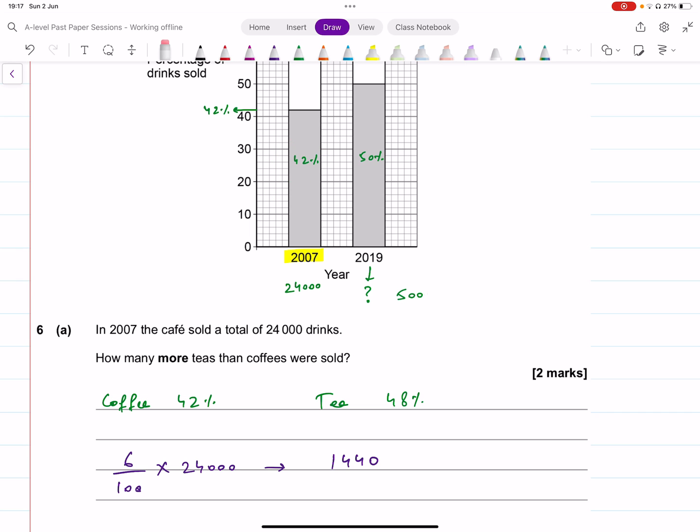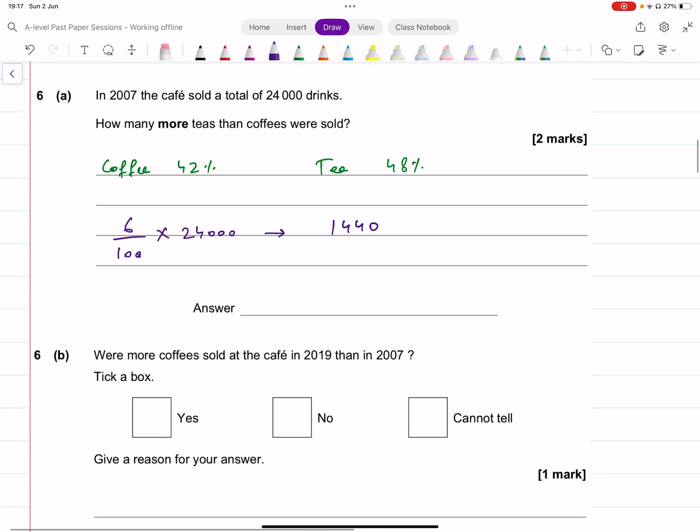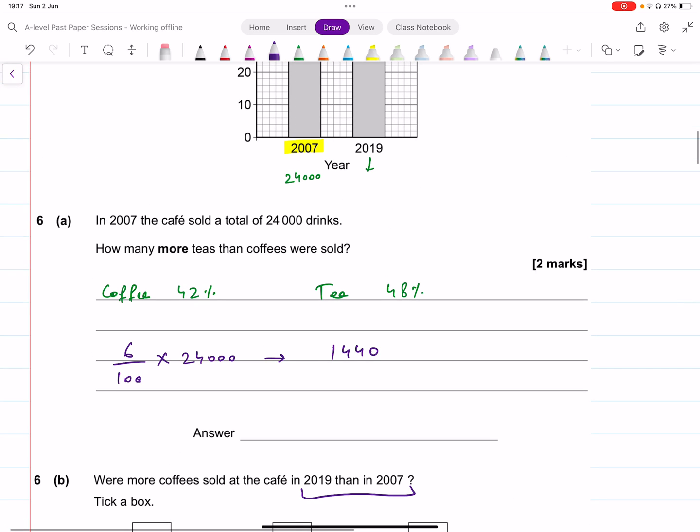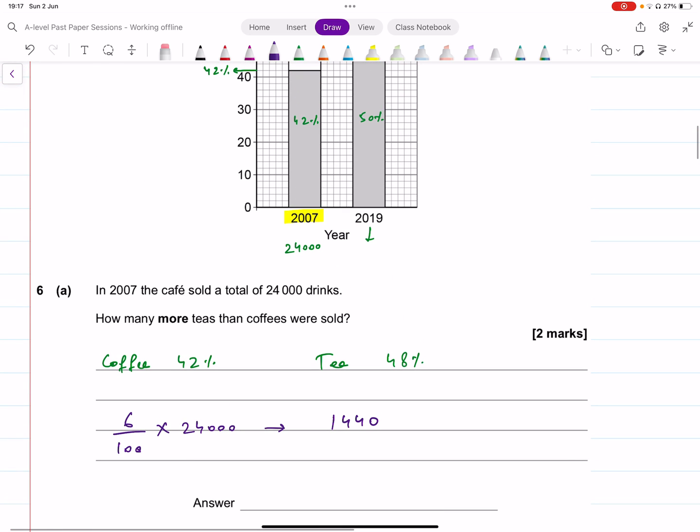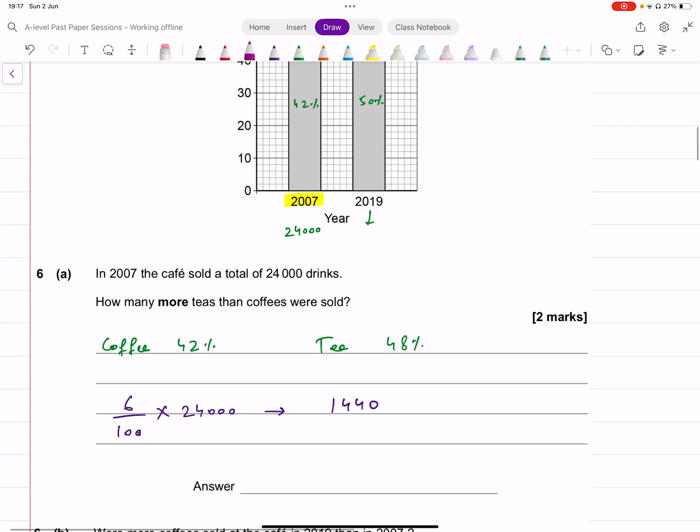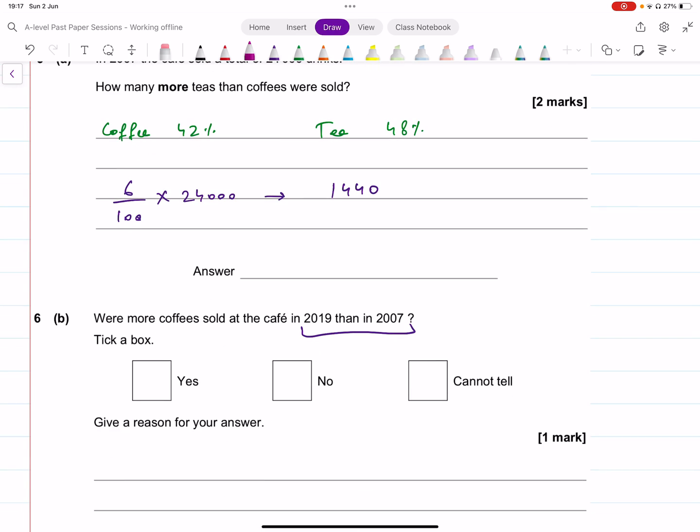So since we do not know what the total number in 2019 is, we can't really say anything about the number of coffees sold in 2019, because we do not know the total number of drinks sold. So there's nothing really that we can say about this comparison, because even though we can find the number of coffees sold for 2007, we can't find the number of coffees sold for 2019, since we do not know the total number of coffees sold. So we can't say for sure.